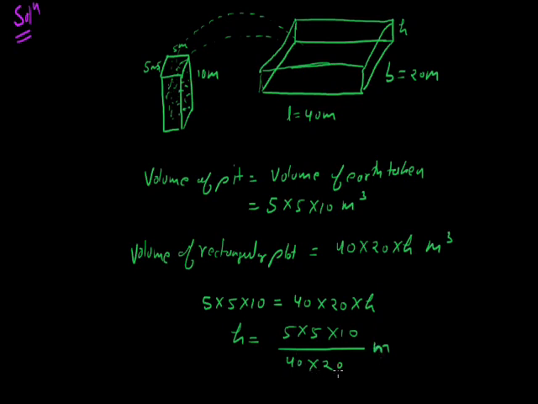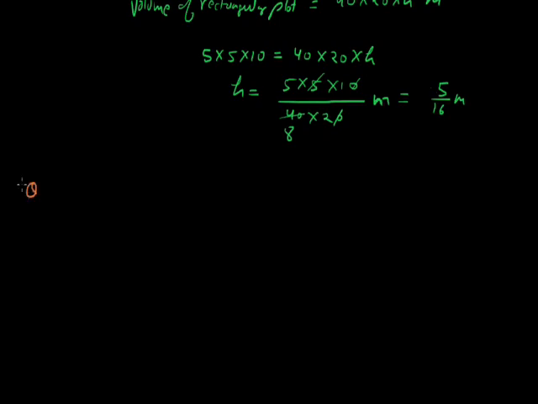Now cancel all the terms which can be cancelled. 0 and 0 get cancelled. 5 8 times. Now what are we remaining with? We remain with 5 divided by 16 meter. So that much height is raised due to the pit. So this is our answer, 5 by 16 meter. Now we do the next question.